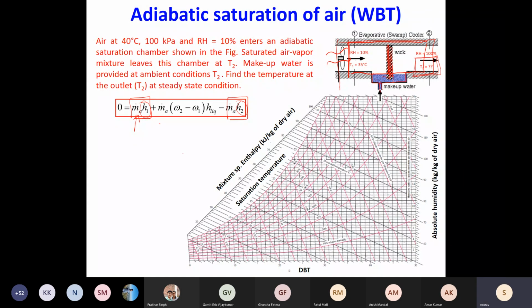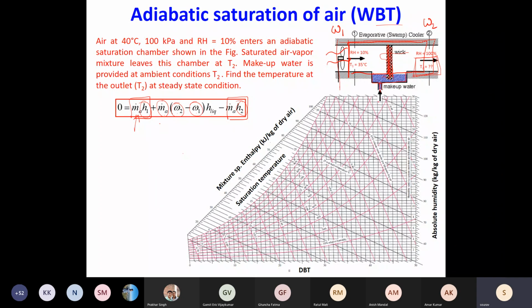Now, how much makeup water has to be supplied? It is nothing but m_a dot into (omega 2 minus omega 1). So whatever the incoming omega is, whatever the exiting omega 2 is, this difference is what you have to supply as makeup water, because that much amount of water will vaporize and it will be drawn by the air. So m_a dot times (omega 2 minus omega 1) is the supply water, into the liquid enthalpy. This is also into this control volume. So this is your entire first law expression.